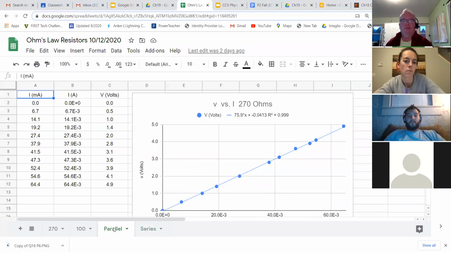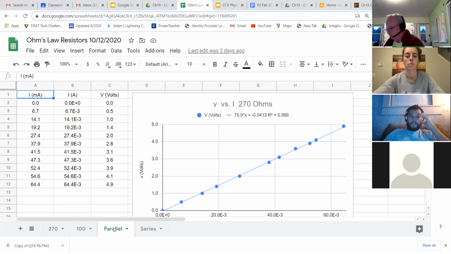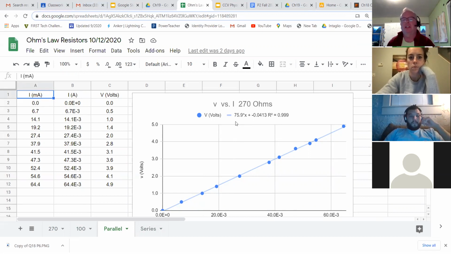And then for parallel, why don't you do this exercise with me? I think we did it Monday night anyway. So this is that funny situation where we add the reciprocals. We add 1 over 284 plus 1 over 107, and then take 1 over that. So I get 77.7, and my regression gives me 75.9. So those are some ways that we can calculate percent error.